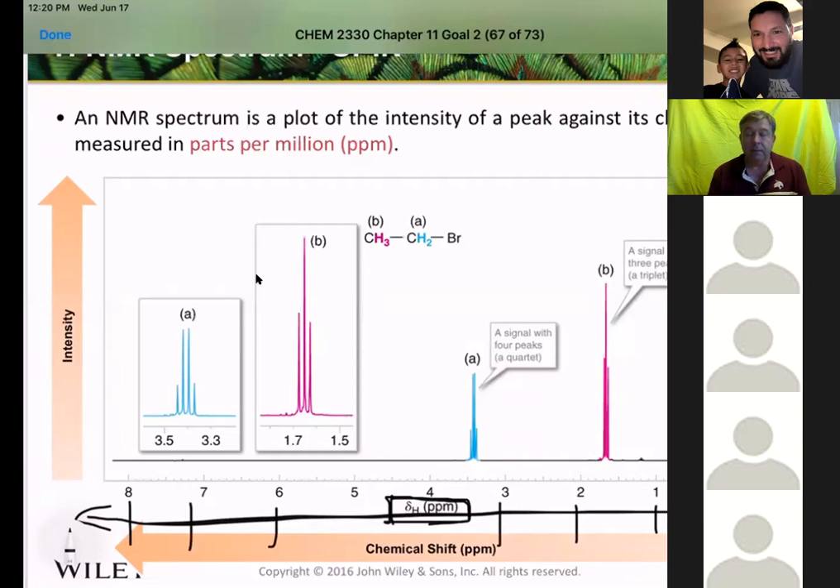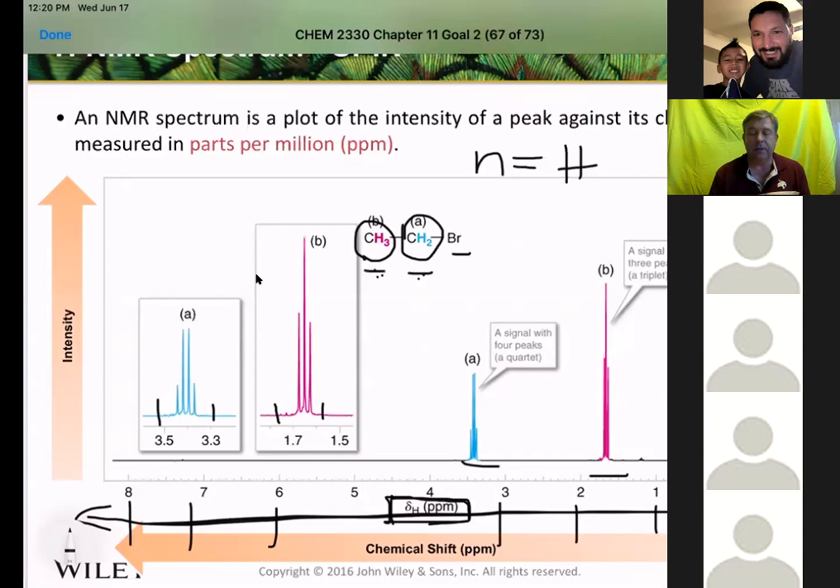Spin splitting is the fact that our peaks will have more than 1 peak if there's more than 1 type of hydrogen next to it. We're going to talk about that separately. Because there are 3 protons here and 2 protons here next to a bromine, these are not the same. Therefore we are going to end up with 2 different peaks, an A peak and a B peak. So that's the M, number of peaks, and that's because we have 2 different kinds of hydrogen.